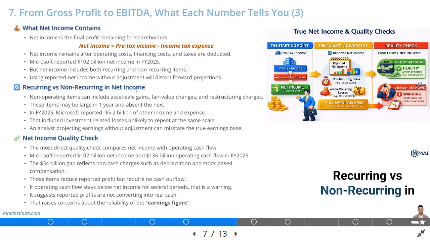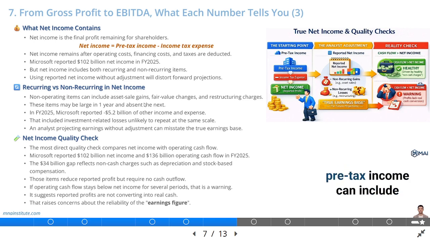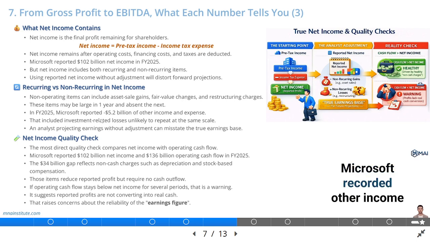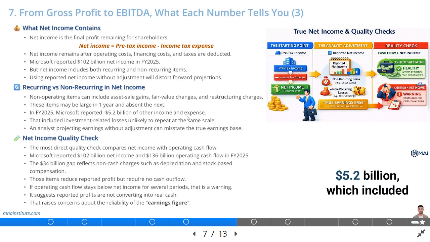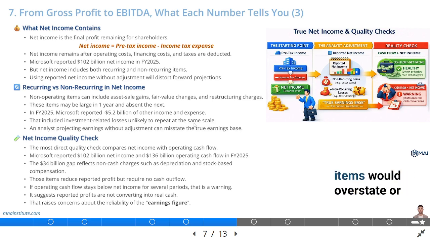Recurring versus non-recurring in net income. Non-operating items between operating income and pre-tax income can include asset sale gains, fair value changes on investments, and restructuring charges. These items may be large in one year and entirely absent the next. In fiscal year 2025, Microsoft recorded other income and expense of negative $5.2 billion, which included investment-related losses that are unlikely to repeat at the same scale. An analyst projecting forward earnings without removing such items would overstate or understate the true earnings base.